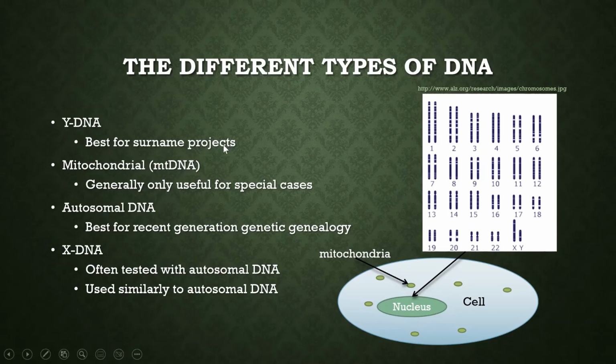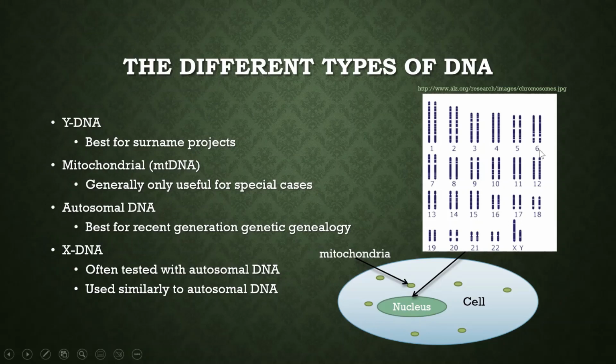So surname projects usually use the Y DNA. That's passed father to son, and so it works really well since it usually follows surnames pretty closely. The mitochondrial DNA, which is in the outer portion of the cell, is passed mother to child. And so it traces the maternal line, but because surnames change every generation on that, it's a lot harder to use. So it's usually only used for very special cases where you're wanting to test a theory of someone being connected along a direct maternal line.